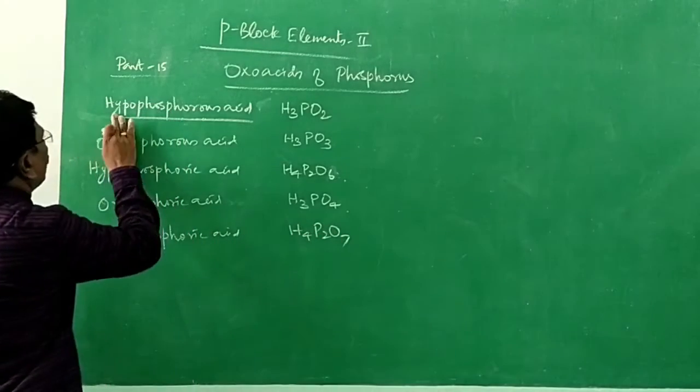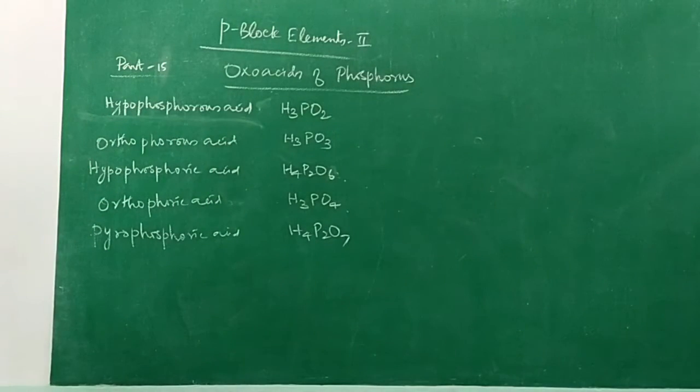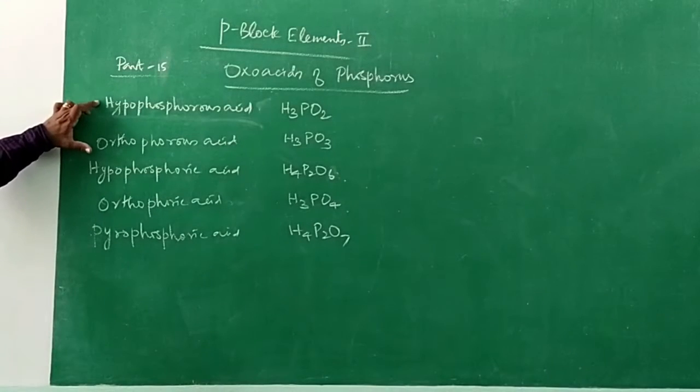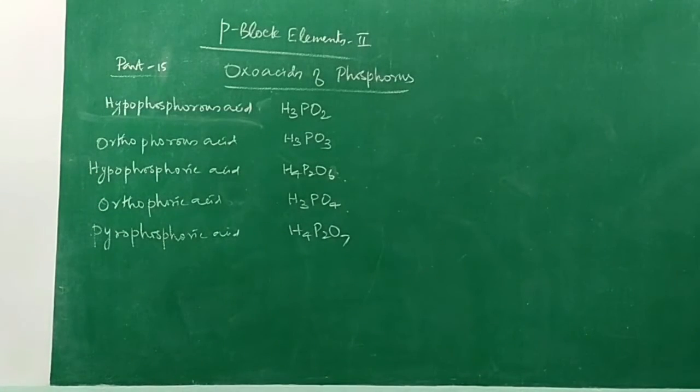So only 5 kinds. Apart from that, we also have metaphosphoric acid, HPO3, but those we are not discussing now, only 5. Hypophosphorus and orthophosphorus are phosphorous acids, and hypophosphoric, orthophosphoric and pyrophosphoric are phosphoric acids. That's all, just 5. What about the oxidation state of phosphorus in hypophosphorus acid?